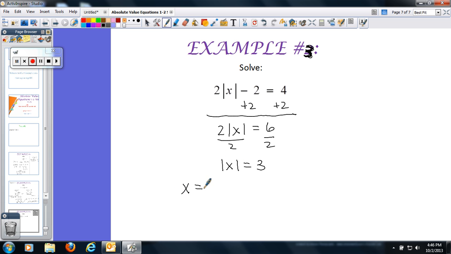So I say x equals 3 or x equals, notice the left sides are still the same. The right side on this one will be the opposite. And that gives me my answer of x equals 3 or x equals negative 3. So remember, do not make your two equations and get rid of the absolute values until the absolute value is isolated and there's nothing outside the absolute value. You can have stuff inside, just not outside.